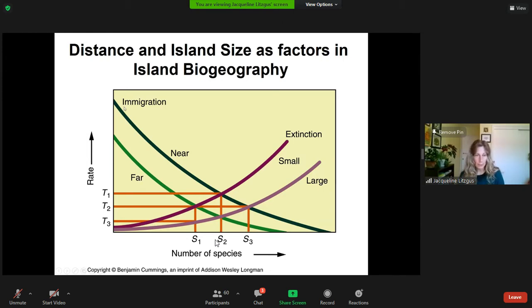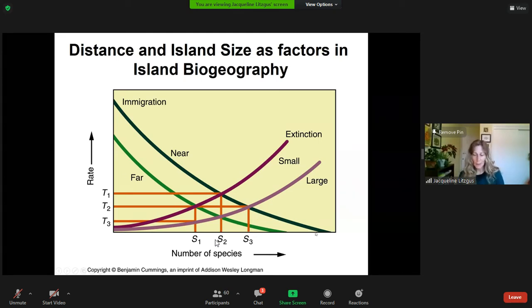So the immigration is then graphed on the relationship from the left-hand side of the figure, right? And it's declining from the top of the y-axis, as I said, as we go down to the x-axis. Again, it's going to be this curved shape, because those that disperse the best are going to get there fast, and those that don't disperse very well are going to get there slowly.